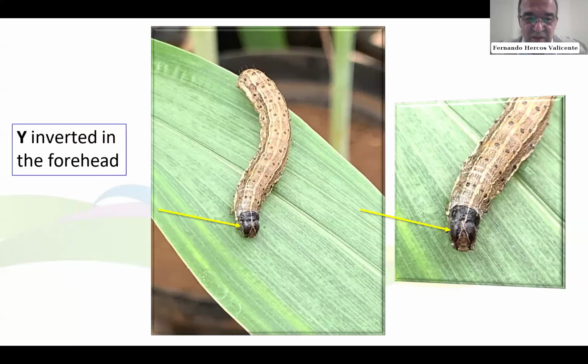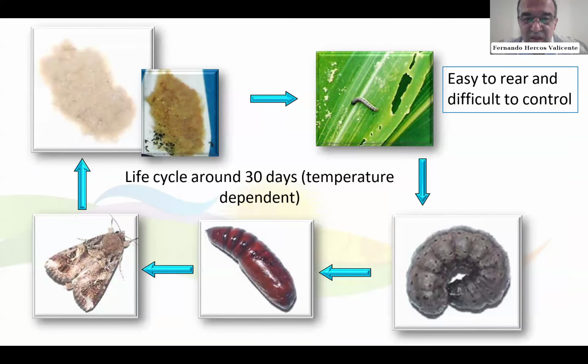Here we can see the inverted Y in the forehead, that is the major characteristic to differentiate it when it attacks the corn plant in the bottom. Next, please. The life cycle is around 30 days. It's temperature dependent. So in the lab, we get about the same as in the field. And it's easy to rear, but it's really hard to control. Next, please.